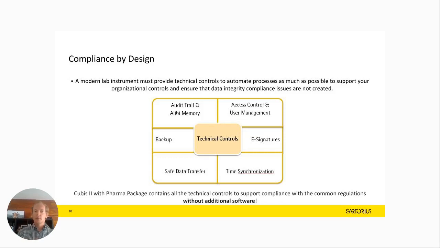So now I talk about how we do it. With the Cubis 2, as I mentioned before, we have the first standalone, completely 21 CFR Part 11 compliant weighing instrument in the world, which doesn't need any software driver things. So how do we do that? The balance has a package of tools in its software. So we have an access control and a user management. That means that you can create several users, 100 and more.